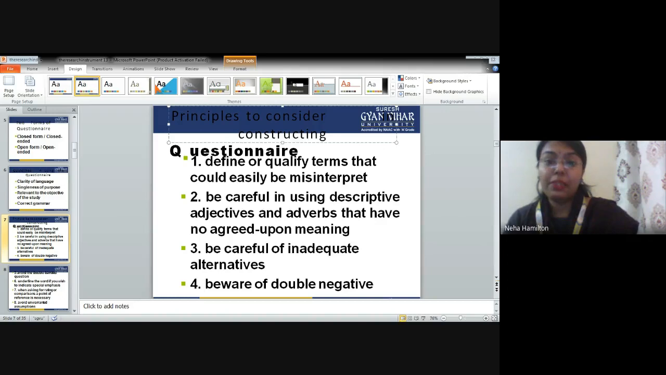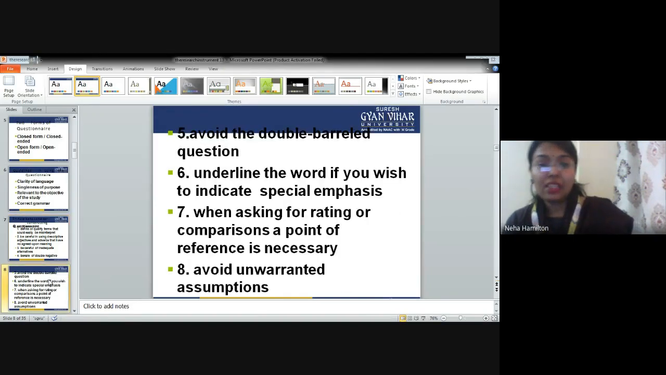Beware of double negative, right? Double negative means do not present a negative image in front of the respondent. Avoid double-barreled questions. Double-barreled means the question is having two layers. Try to make two questions instead of one question, asking two different things at different times, right?